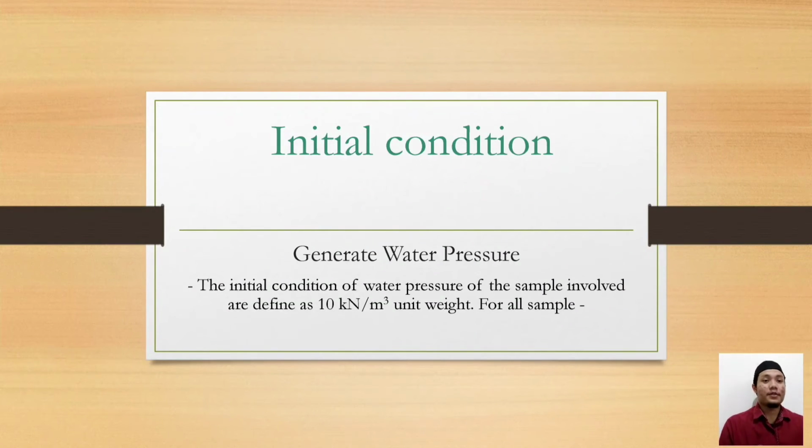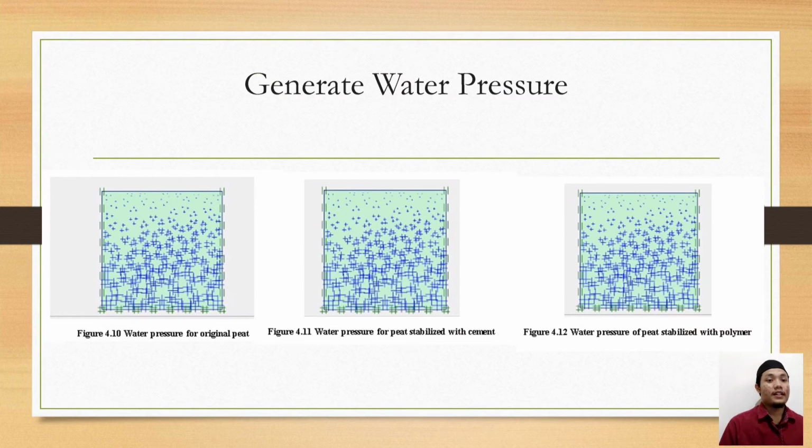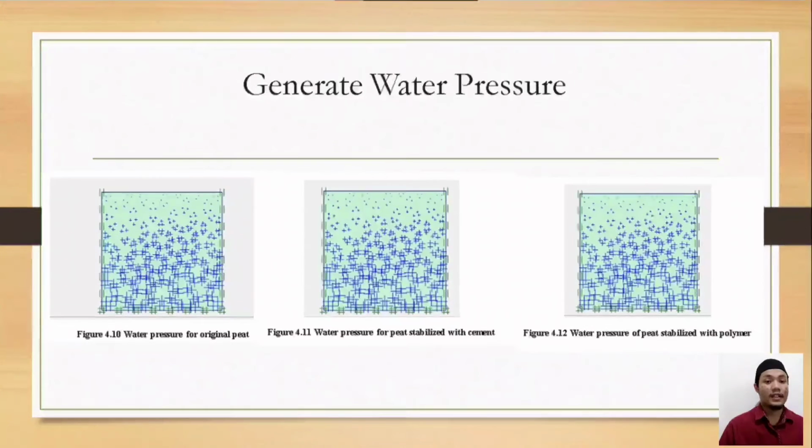My name is Muhammad Fazli bin Manizam, and now I would like to explain the initial condition. The initial condition is the step after applying material in design. Generate water pressure. The initial condition is the water pressure of the samples involved, defined as 10 kN per cubic meter unit weight for all samples. For the generated water pressure, sample 4.1 is the sample of original peat, 4.11 is the stabilized with cement, and 4.12 is the pressure of polymer.